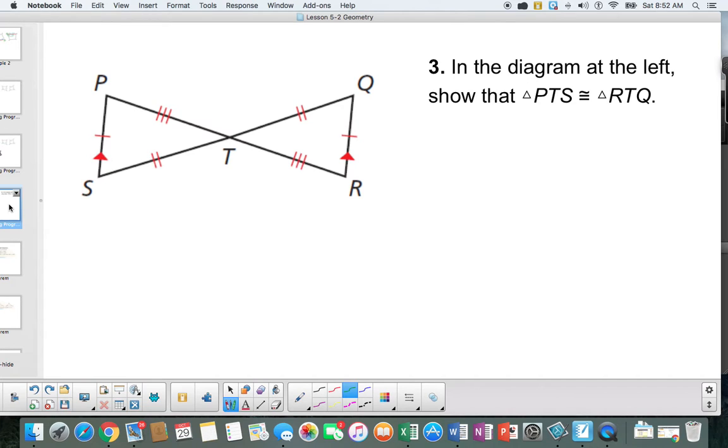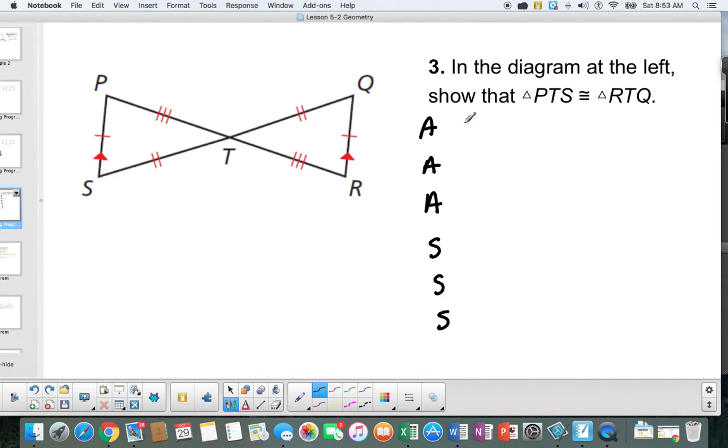All right, in the diagram at the left, we want to show that these 2 triangles are congruent. We're not going to show it with rigid motion. If we can show that 3 pairs of angles and 3 pairs of sides are all congruent, then we know rigid motion has taken place. So again, I want to show all pairs of angles. And so I'm just going to remind myself I need to show 3 pairs of angles, and I need to show 3 pairs of sides.